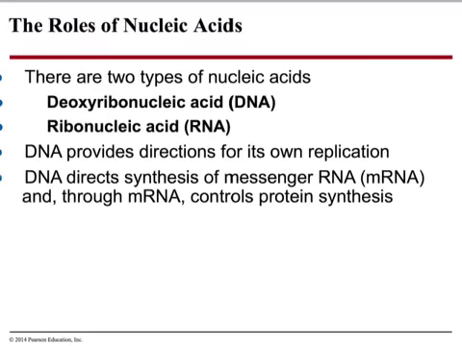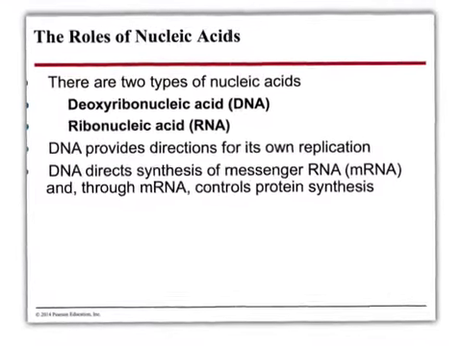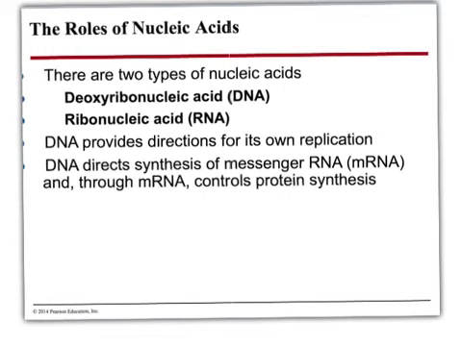All right. Two types of nucleic acids. DNA, deoxyribonucleic acid, and RNA, ribonucleic acid. Right? Differences between the two. DNA is the genetic material. Right? Stores information. Okay? It is a double helix. And we'll go through the differences in the nucleotides in a little bit. All right? DNA provides for its own replication.